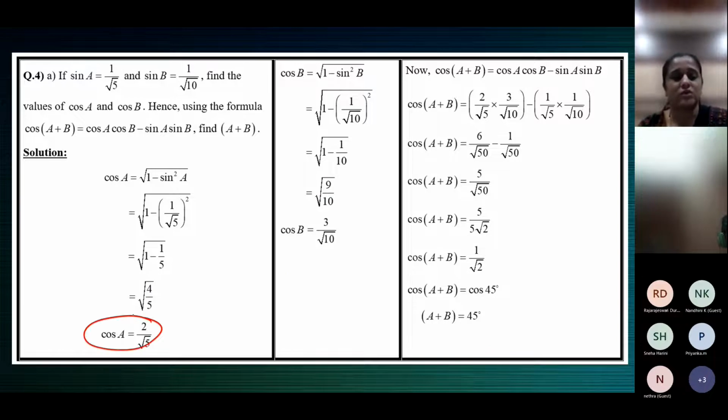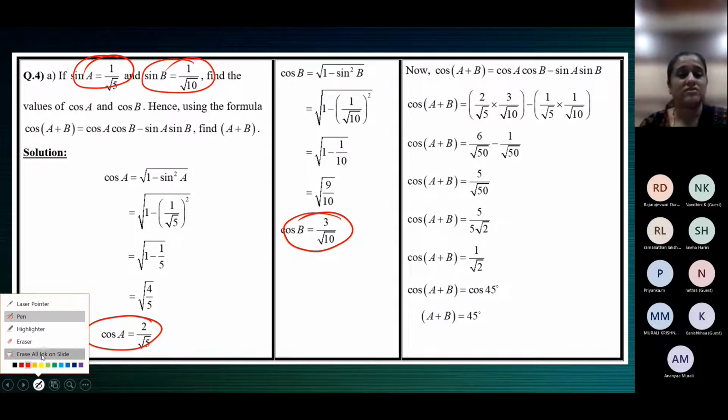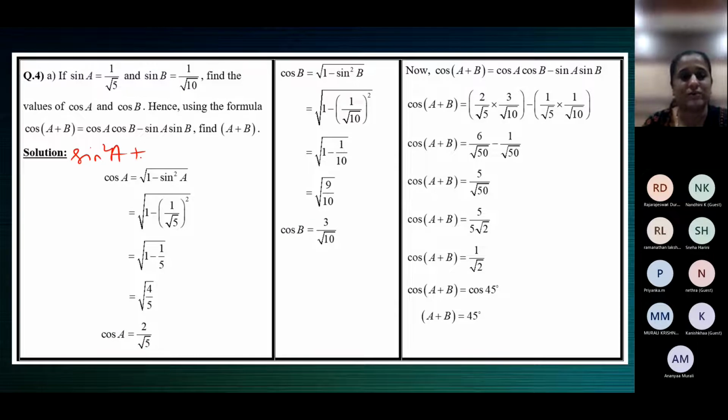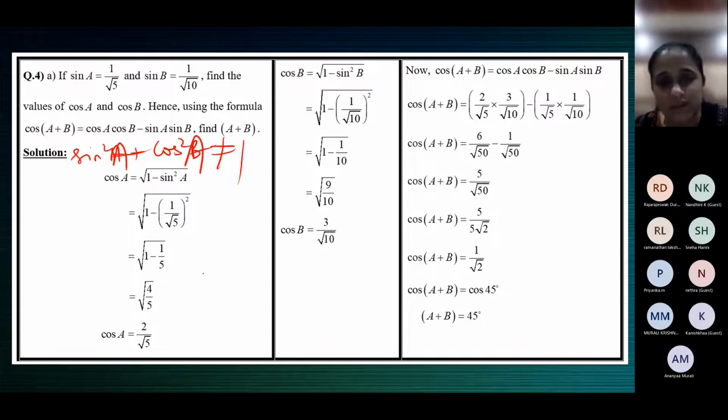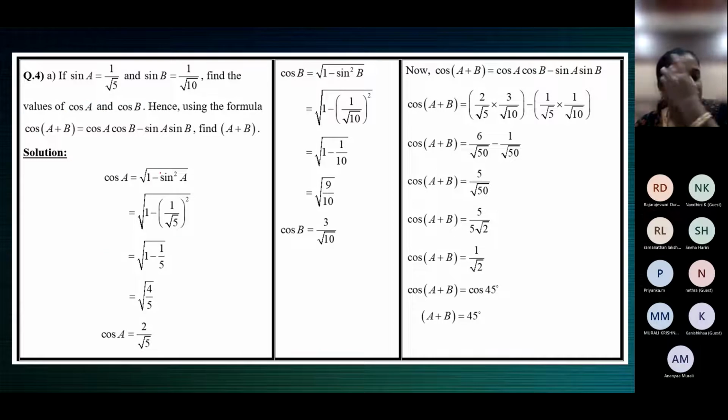So we found cos A using the value of sine A, and we found cos B using the value of sine B and the relevant identities. Sine square A plus cos square A is equal to 1. See, sine square A plus cos square B is not 1. If it is sine square A, then cos square A; the angle should be the same. If you say sine square B, then cos square B. So like this, find cos A and cos B. Now we have answered the first part. Next, we have to find the value of A plus B using this formula. This formula is given to us.